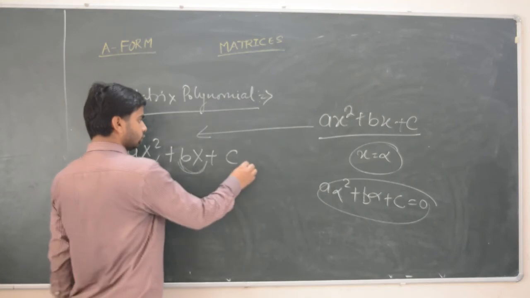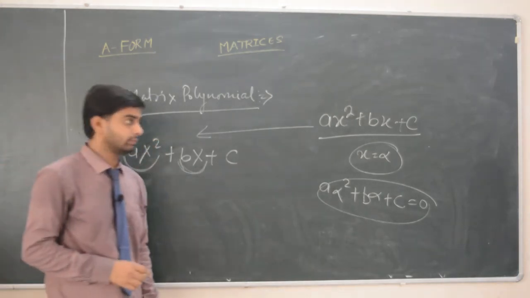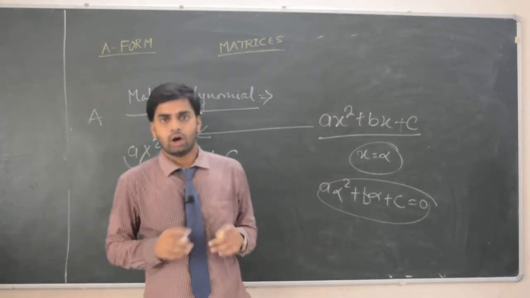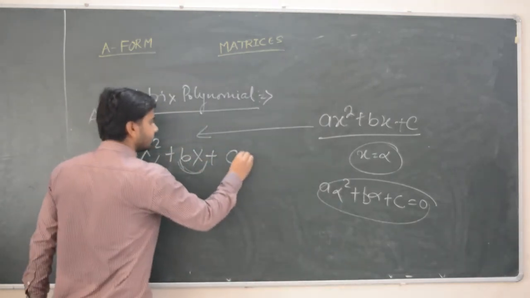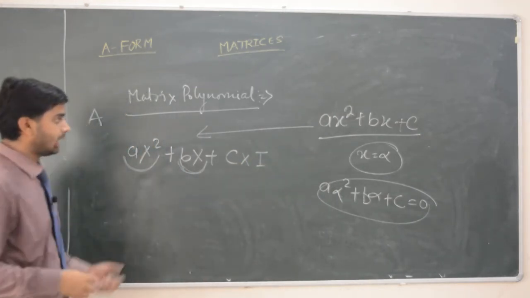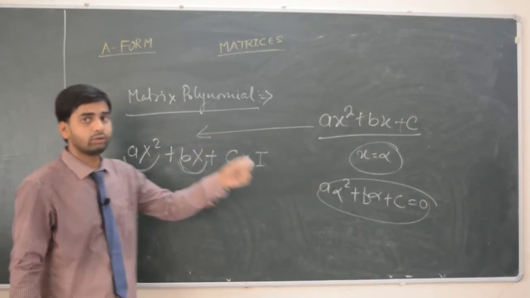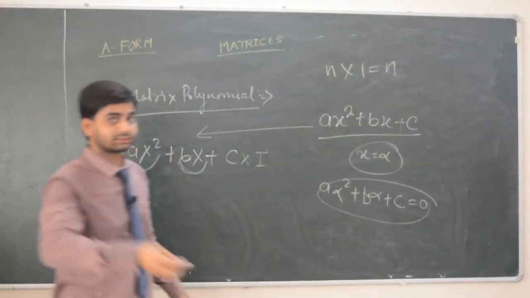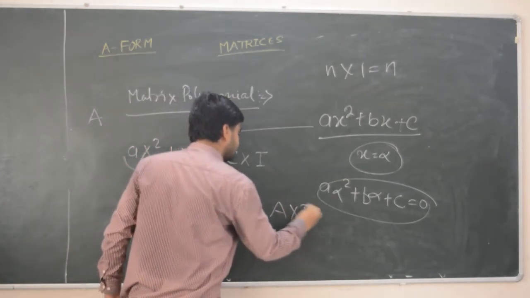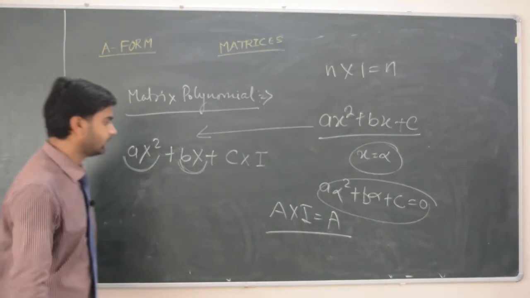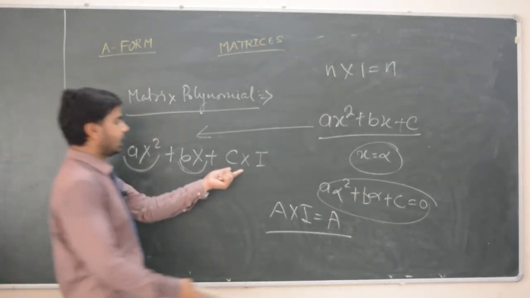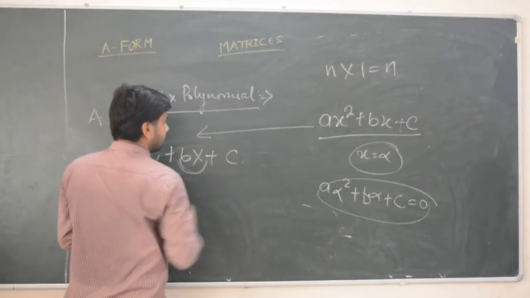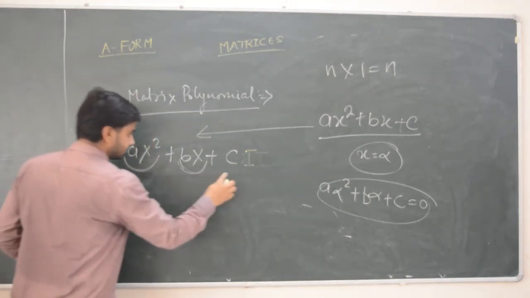We have studied the identity matrix or unit matrix, and we all know that an identity matrix is a matrix which has all principal elements as 1, and all other elements 0. So we will multiply with I, and I told in the previous class that I works in matrices the same as 1 works in numbers. If we multiply any number by 1, we get that number. In the same manner, if we multiply any matrix by the I matrix, we get the same matrix, that is A into I equals A. That's why I have written C into I, that is CI, and CI now represents a matrix. So this term is a matrix, this term is a matrix, and this term is a matrix.